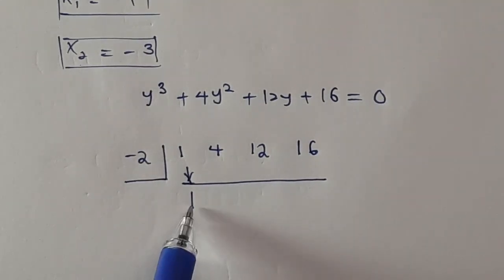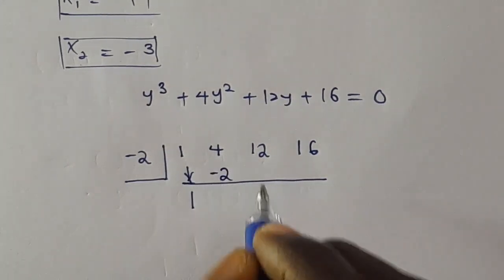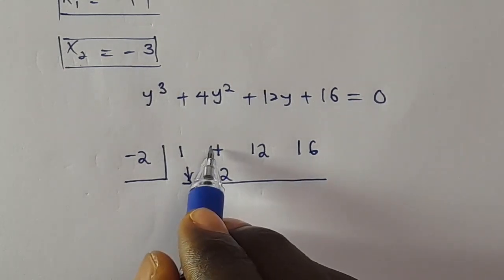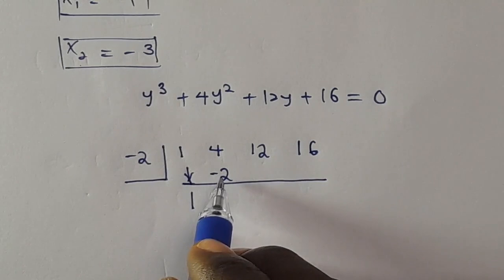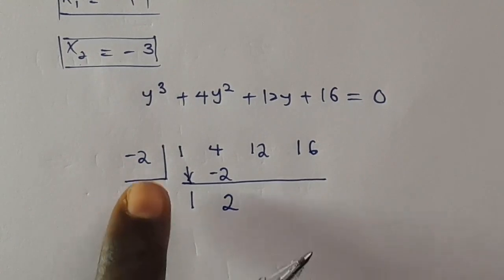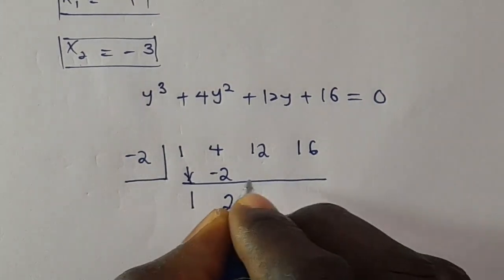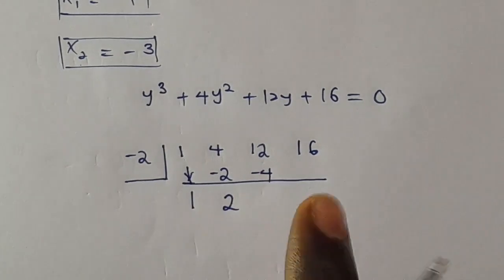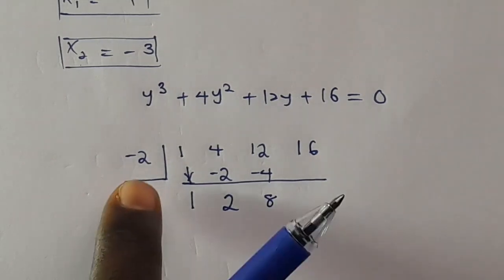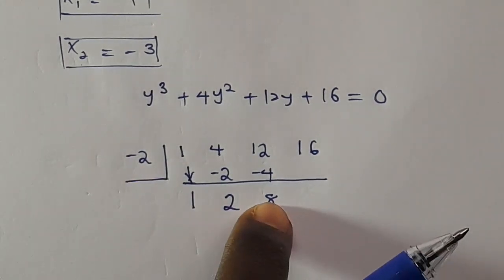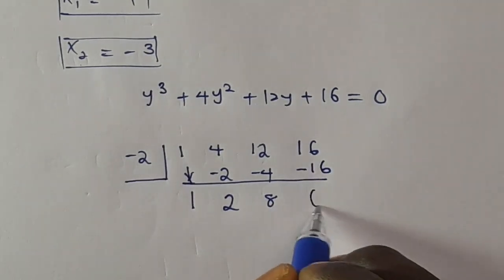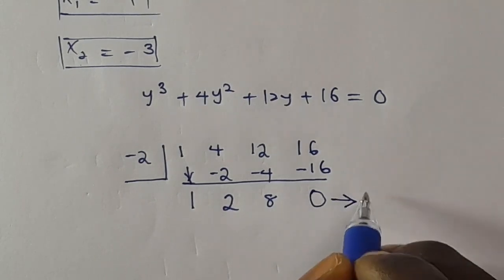Now, the next thing is -2 multiplied by 1, we have it to be -2. Now, we have to add this one together. 4 plus -2, then we are going to have this one to be 2. Now, -2 multiplied by 2, we have it to be -4. Then when you add this one together, we have it to be 8. Secondly, -2 multiplied by 8, then we have it to be -16. Now from here, when you add this one, we have it to be 0. Then we call this remainder.